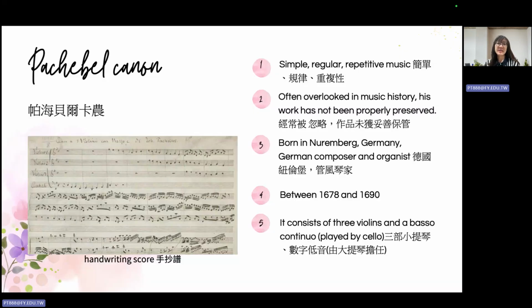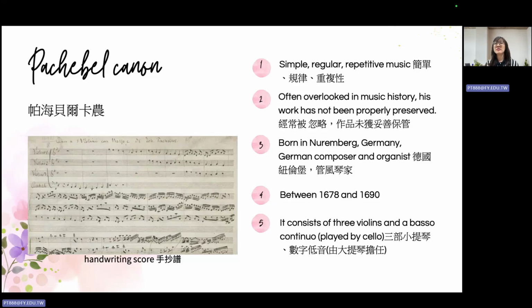All right, last piece, Pachelbel Canon, it also belongs to the Baroque period. It's simple, regular, and repetitive music. But his work was often overlooked in music history. And also his work has not been properly preserved。现在生前他的作品常常被忽略，而且他死后他的作品也没有被保管好。He was born in Nuremberg, Germany.